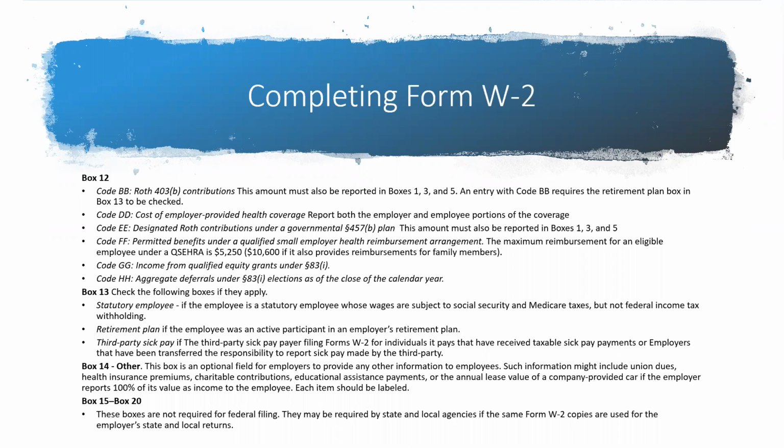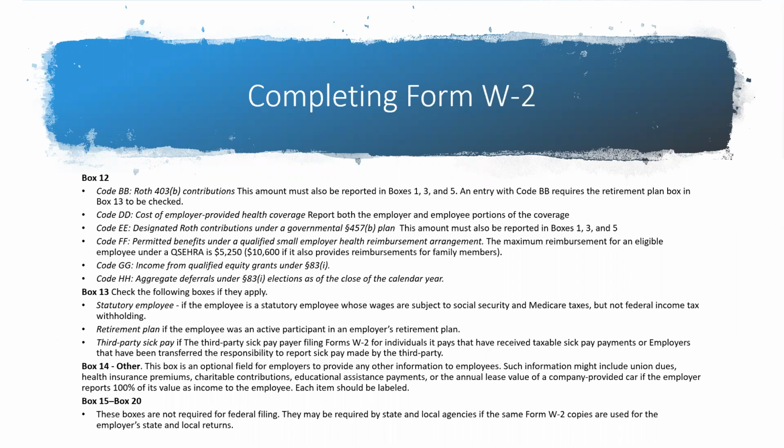Box 13 just has a few check boxes, and you check anything that's applicable. So if this particular Form W-2 was being completed for a statutory employee, or if the employee had a retirement plan, or if the employee had third-party sick pay paid to them during the year, you would check the applicable boxes. Box 14 is an "other" box. It's an optional field for employers to provide information that they want to give to the employees.